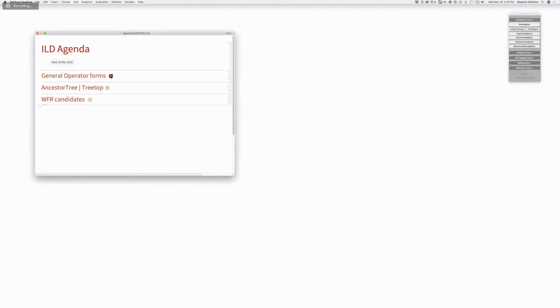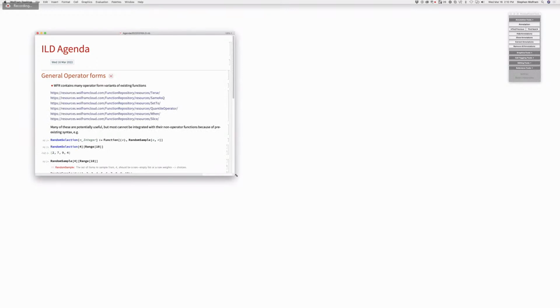First one is general operator forms. I don't exactly know what this means. So this was partially inspired by a discussion that we had with Arnoud and a handful of other people. He had proposed this function called random selection, which is basically an operator form of random sample, because the 1-arg form is already taken. And in looking through function repository submissions and other things people have proposed, there's a whole class of things that are basically operator forms of existing functions that can't work within the existing design of those functions, because whatever the operator form would be has already been taken.